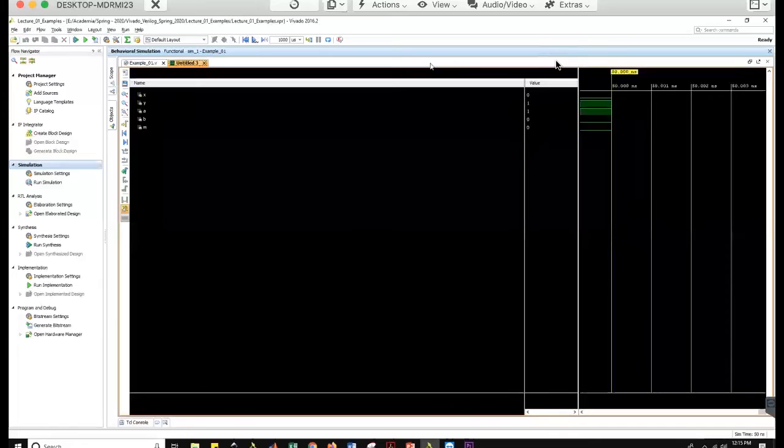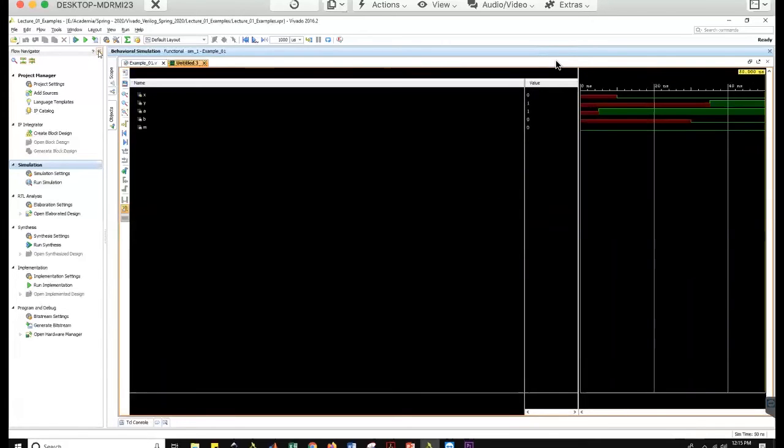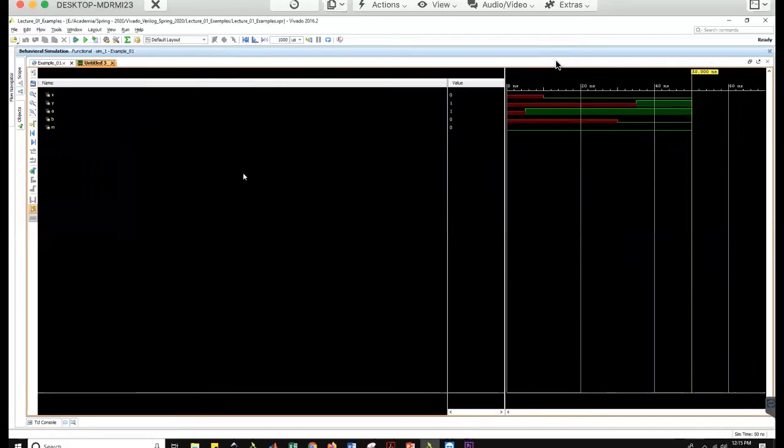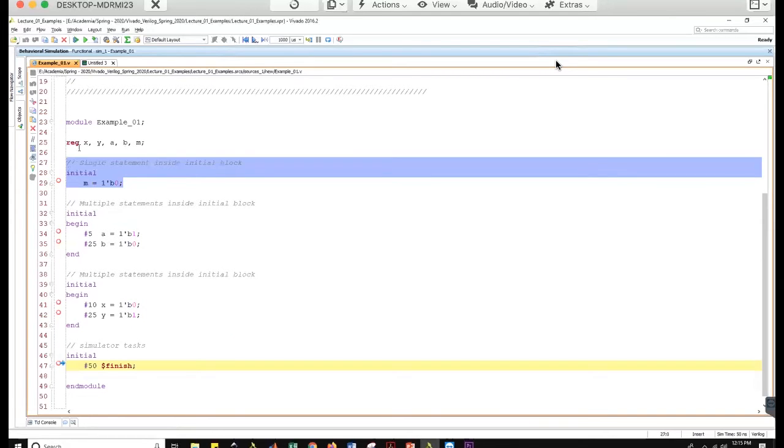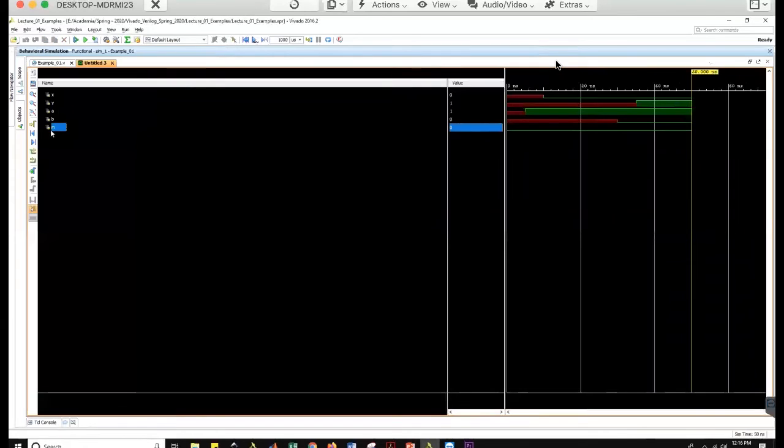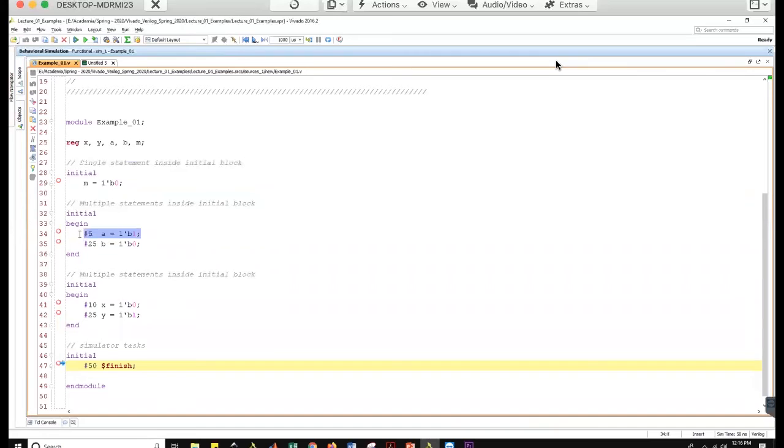Look at the waveform, zoom to fit and minimize this part. The first initial block which was executed, because there's no time delay mentioned, is executed at t equal to 0. So all this initialization for m will be starting at 0. If you look, the m initialization starts at t equal to 0. This initialization starts at t equal to 5.